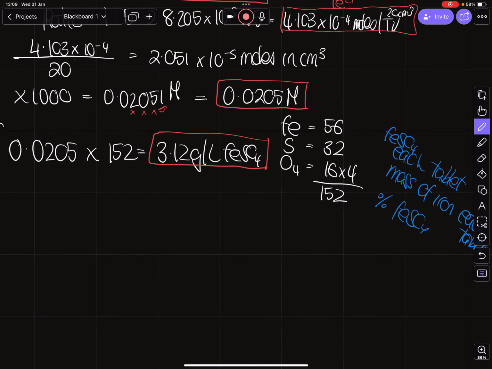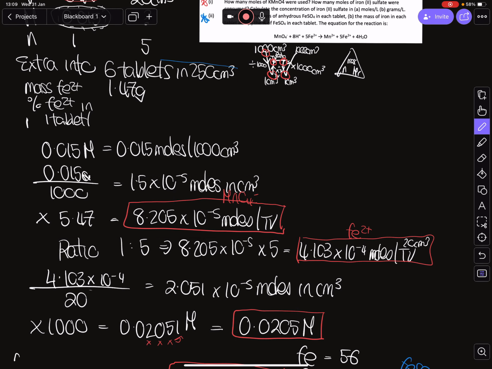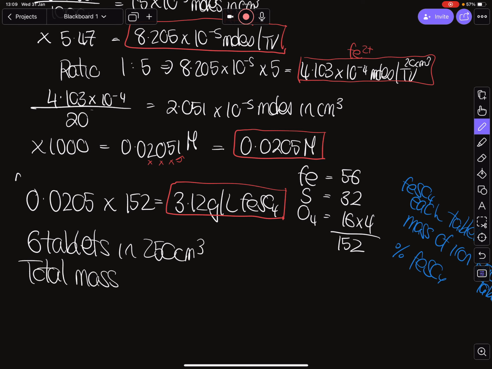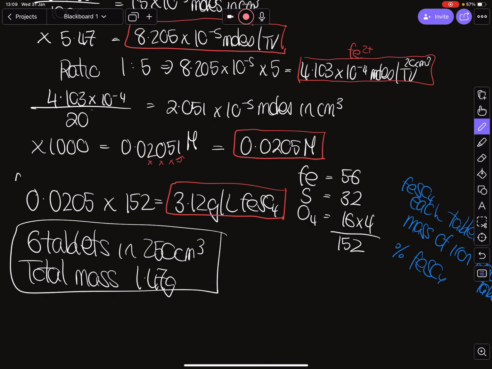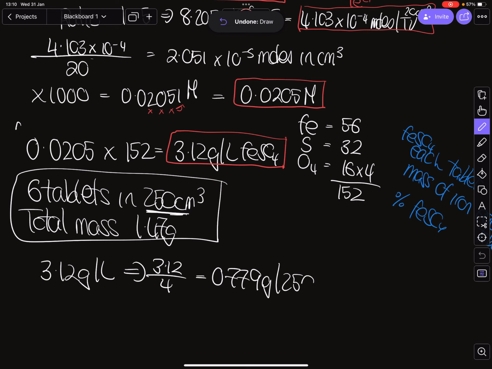We have to recognize what it is that we have compared to what it is we started with. So we're looking at our extra info up here, and the extra info that we had is this blurb. So we had 6 tablets in 250 centimetres cubed, and their total mass was 1.47 grams. So this was our extra info. We've now calculated that we have 3.12 grams in a litre, but we only had 250, so we have to divide that by 4. So 3.12 divided by 4 is going to give me 0.779 grams in 250 centimetre cubed. That is equivalent to 6 tablets.